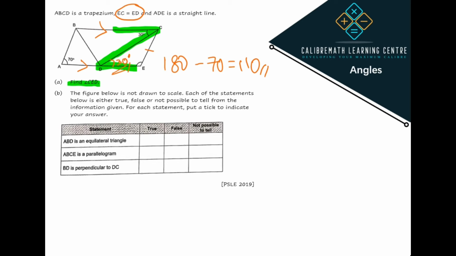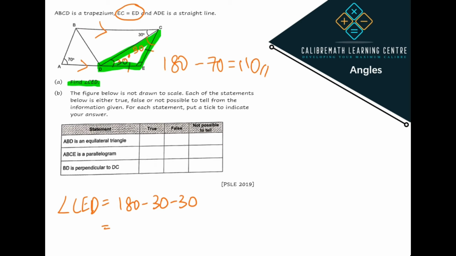Now, once you have indicated the stroke, you will be able to see that this triangle over here is an isosceles triangle. So since it's an isosceles triangle, this angle over here is also 30 degrees. And so the correct way to solve for angle CED is by using 180 take away 30 and 30, and that gives you an answer to be 120 degrees. So 120 degrees is the correct answer and not by this way.